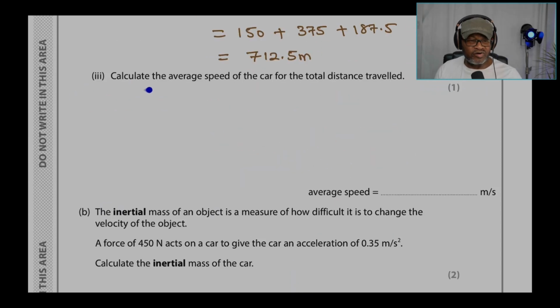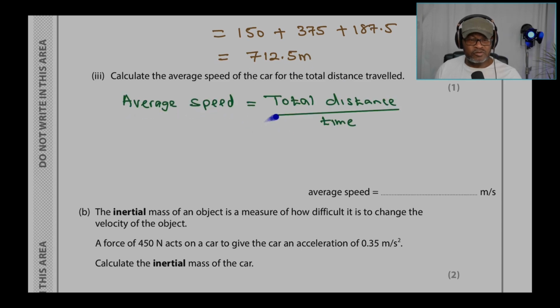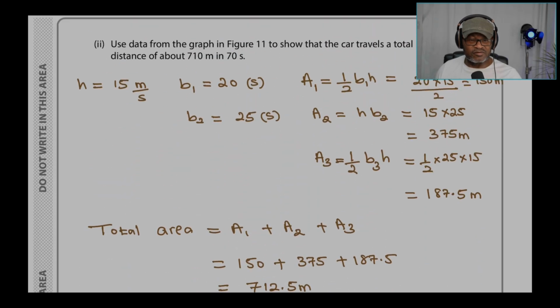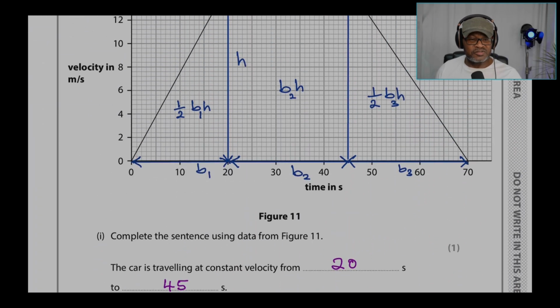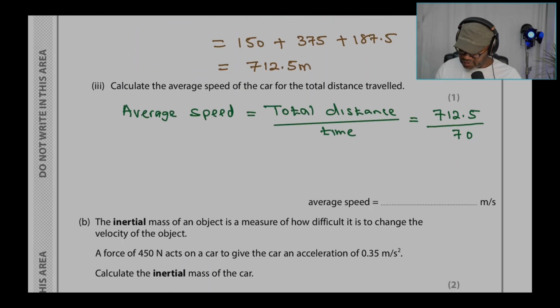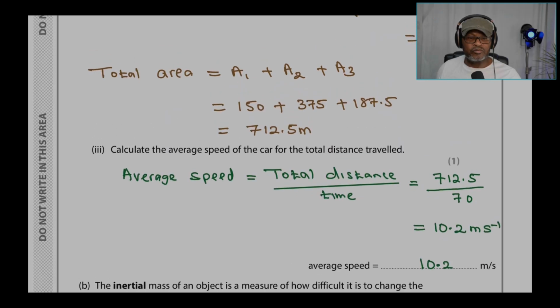Part 3. Calculate the average speed of the car for the total distance travel. We know that's the total distance travel, right? So average speed will be total distance over time. We plug in the values. The time is 70 seconds, right? Because you go from 0 to 70. And we get 10.2 meters per second. So we put here 10.2.